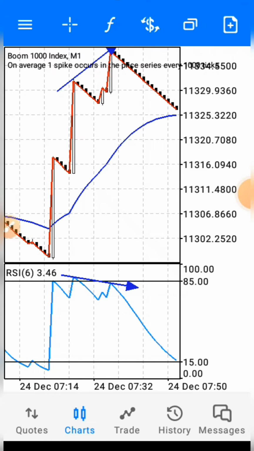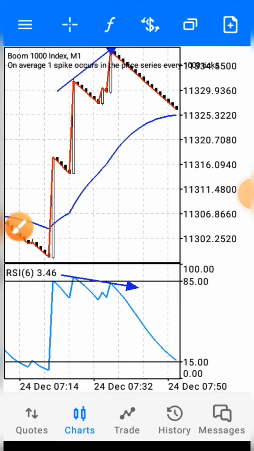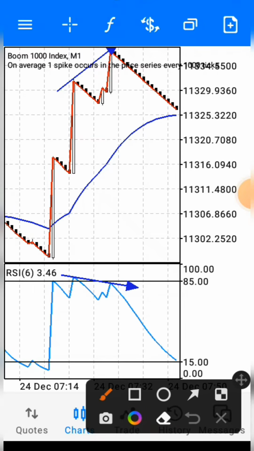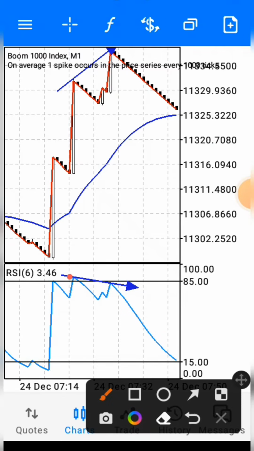So you can see, whenever you see that the relative strength, the blue line here, is at the 85 level, what you need to watch out for now is the disagreement between price and the indicator. Okay, you need to wait for them to disagree with each other, for them to start going separate ways. Like this one right here is no longer touching the 85 level. Okay, while this one is touching it and this one is not touching it.